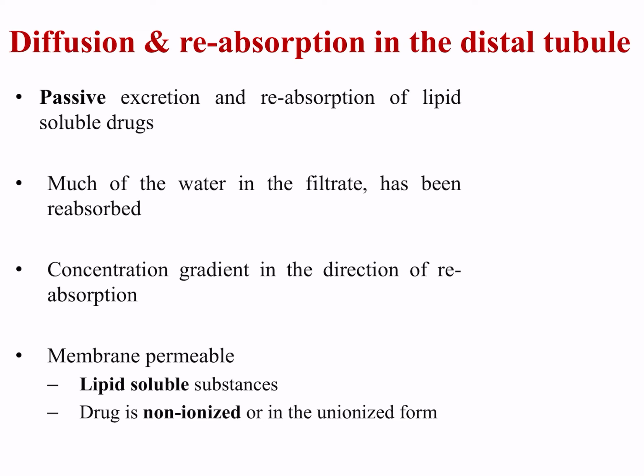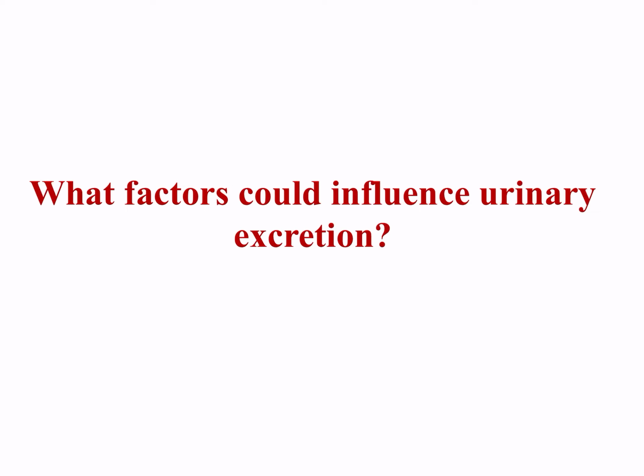Diffusion and reabsorption can occur in the distal tubule, as we saw from the first diagram. This includes passive excretion and reabsorption of some lipid-soluble chemicals or drugs. It also means that much of the water that passes through the filtrate gets reabsorbed here. There is a concentration gradient in the direction of reabsorption. The cell membranes here are permeable, which means that it is penetrable to lipid-soluble compounds as long as the drug is in the unionized form.